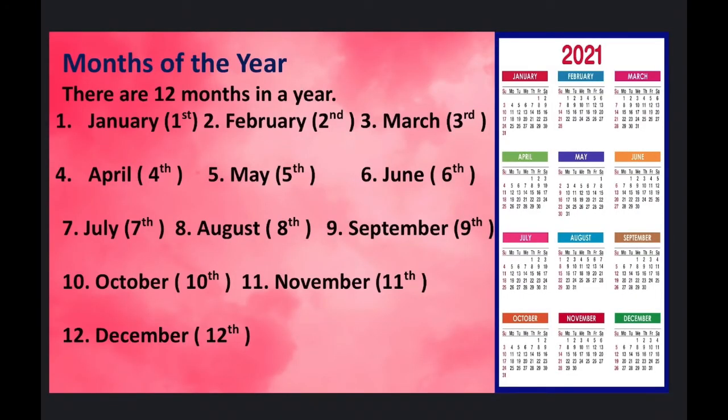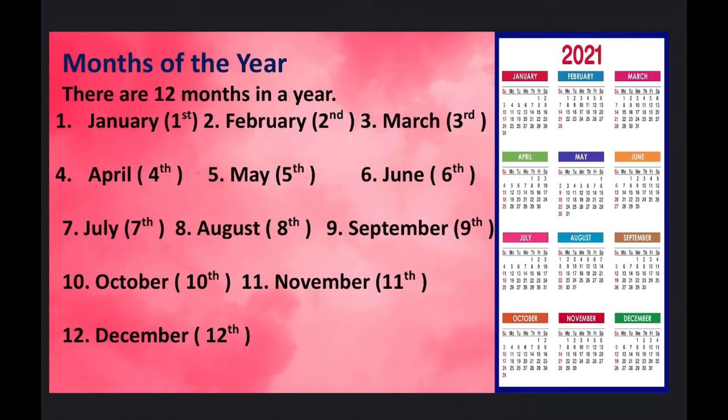Months of the year. There are 12 months in a year. A month has 28 or 29 or 30 or 31 days. A year has 365 days. In the month of February, there are 28 days. But in a leap year, February has 29 days. Leap years have 366 days instead of 365 days and occur almost every 4 years.